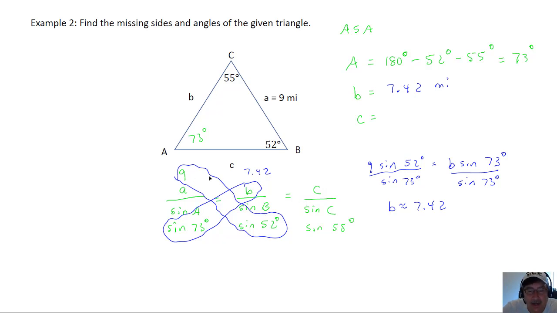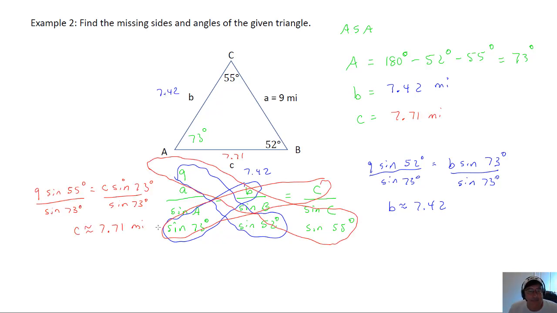So I took 9, cross multiplying here, cross products of equal fractions are equal, times the sine of 52 degrees equals b times the sine of 73 degrees, divided both sides by the sine of 73. Make sure you're in degree mode. I got b equals 7.42. Now I'm going to pause, you pause, and see if you can get C using this first triangle again, and then you won't have to enter so many things in there.